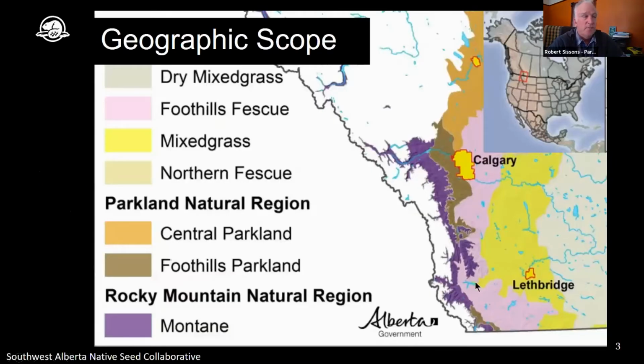So where is our group located? In a North America context, we are at the junction of the province of British Columbia on the west side, Alberta, and Montana to the south. So if we look in the natural region map on the bottom, Waterton Lakes National Park is at the very bottom left of that natural region. And our group is focused primarily on the montane grasslands, which is the purple, foothills parklands, the brown, and then the foothills fescue, the pink zone. So that is our focus area.